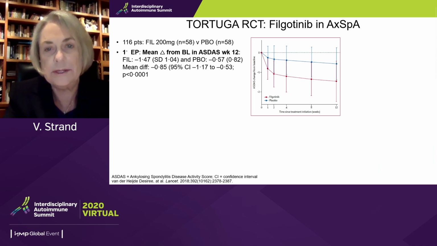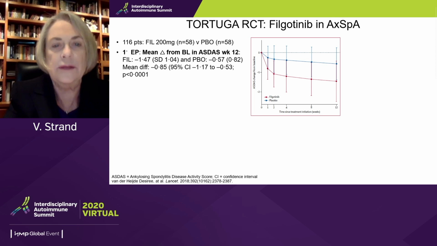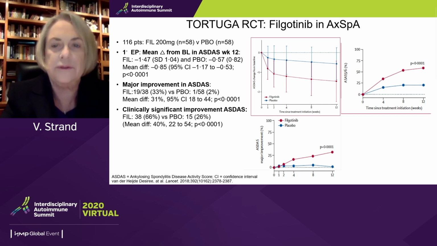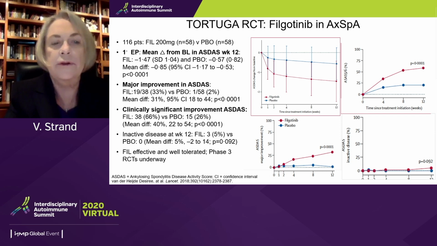And finally, this is the phase 2 TORTUGA trial of filgotinib, and this is axial spondyloarthritis. So we're looking at ASDAS at week 12. We see nice statistical significance. We also see major improvement in ASDAS, statistically significant, as is clinically significant improvement in ASDAS. So this is the more modern outcome measurement. In active disease at week 12, well, that's a bit more to ask than we could get statistically in such a short time frame, but very effective therapy, well tolerated, in phase 3 underway.